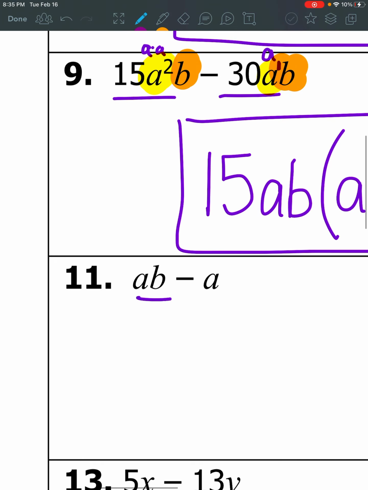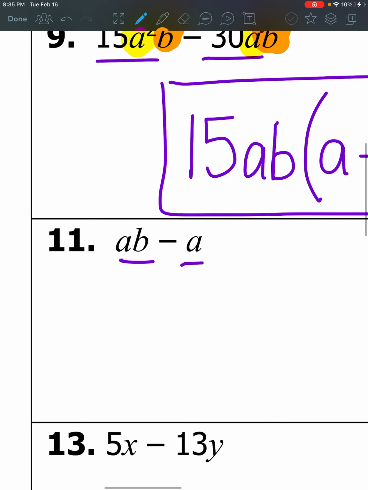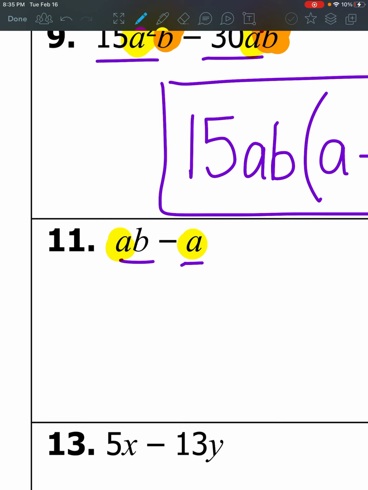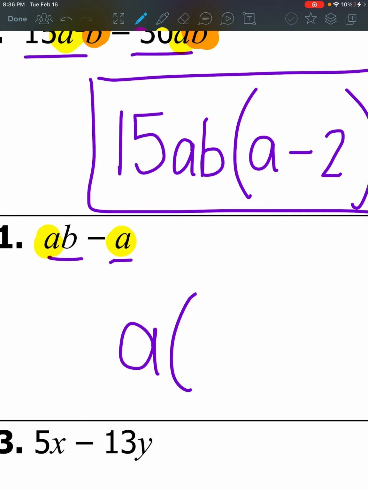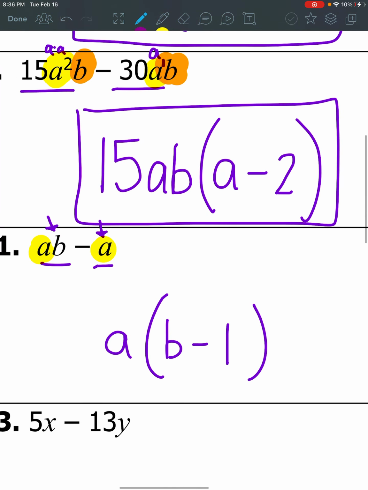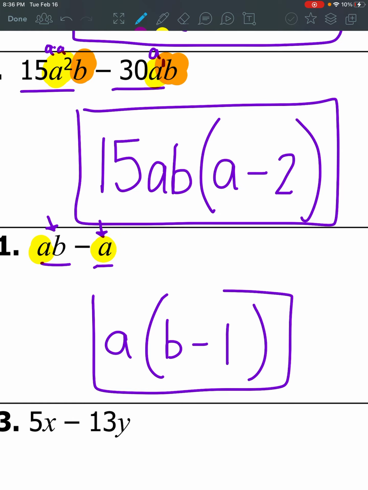Variables only, so no coefficient. So the coefficient is 1 in these, so the greatest common factor would be 1. Now they do have a variable a in common, so the greatest common factor would be a. Not b, because b is not in the second term. Then ab divided by a, those a's would cancel out, we'd get left with b. A divided by a is 1, so b minus 1. So if we distributed, we'd get ab minus a.